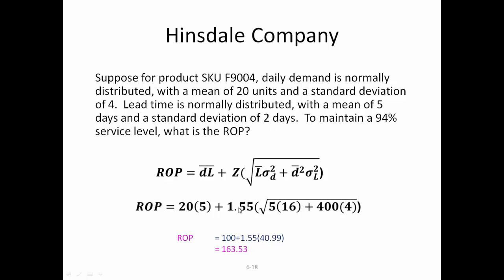And now we have a simple algebraic expression. We know that this part over here represents our reorder point, which would be 100, but we have to add our safety stock, which becomes 1.55 times 40.99. So as you can see here, our reorder point is at 163.53, with our safety stock being 63.53.